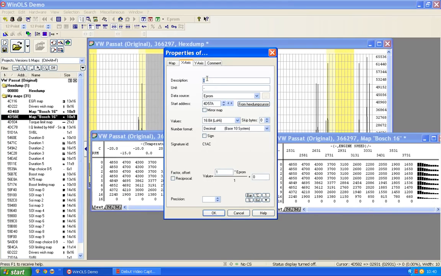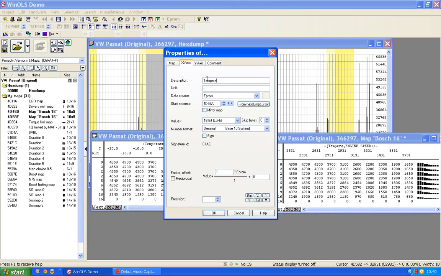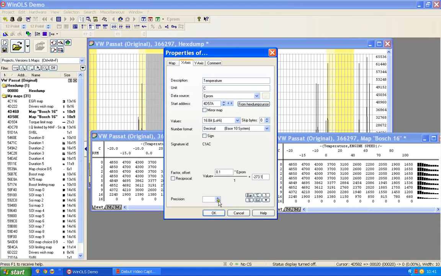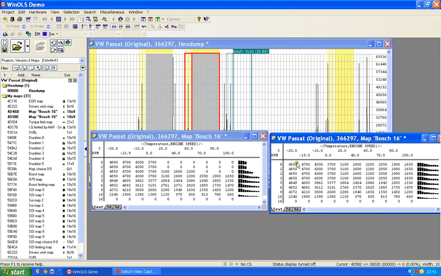So we'll assume that that's temperature. So just like before, I'll put a C in that one. I'll assume that that one's 0.1, and I'll put minus 273.1 in that one. I'll give it a precision of 1, and I'll say OK. Right, well, they've both got the same scale by the looks of things, haven't they? They've both got the same axes there.